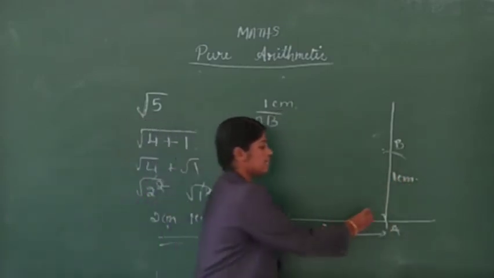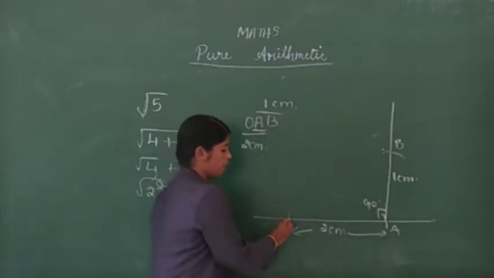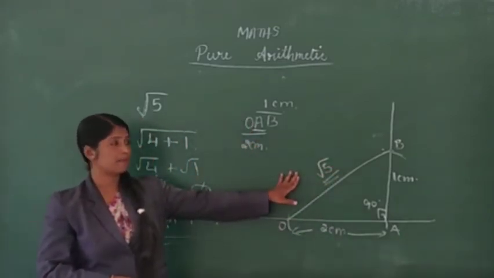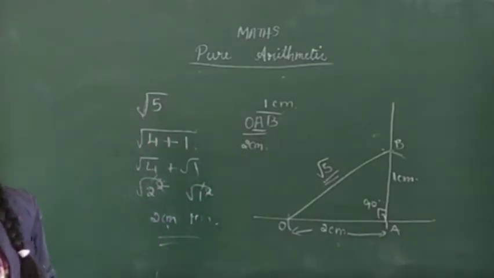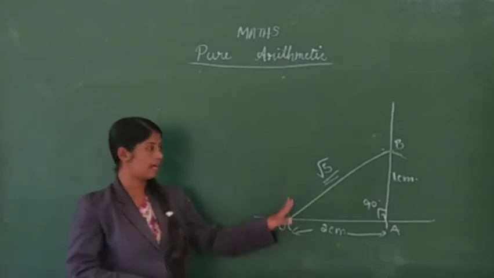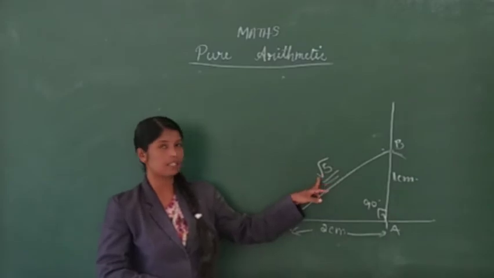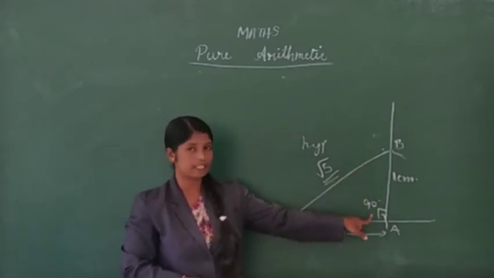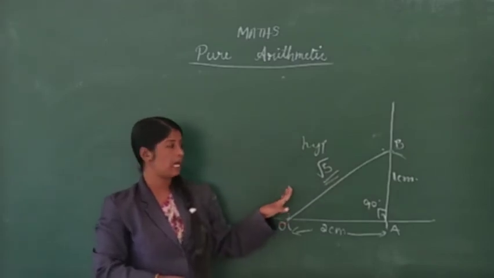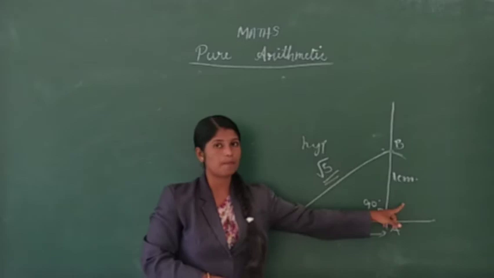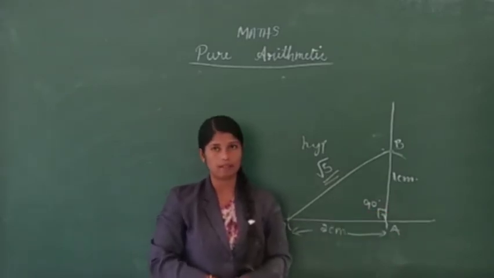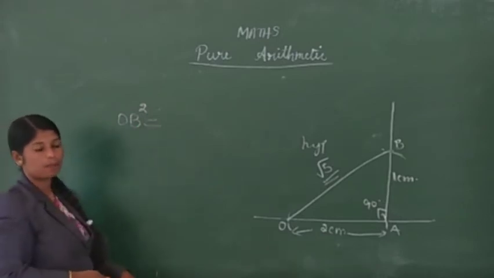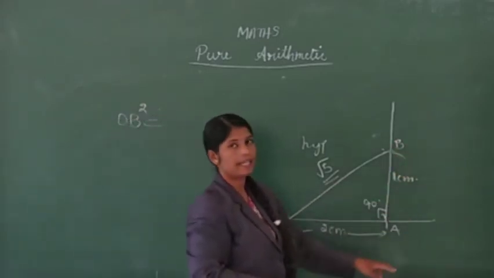Here. Understand? And this angle is 90 degrees. Then when you join these two, the value will be root 5. How am I telling this? Because we are using the Pythagoras theorem. According to the Pythagoras theorem, in a right angle triangle, the side which is opposite to the 90 degree is called the hypotenuse. You have studied this. Hypotenuse square is equal to the sum of squares of the other two sides. So here OB square is equal to the sum of squares of the other two sides, meaning OA square and AB square.